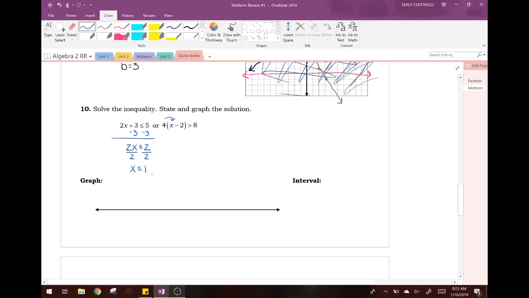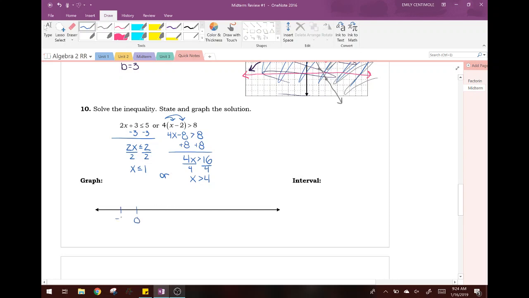So for the first one, I got x less than or equal to 1. Now for this one, I get 4x minus 8 when I distribute, greater than 8. I'm going to add 8 to both sides. I want to isolate that variable x. So I get 4x is greater than 16. Divide each side by 4, and I get x is greater than 4. So in the first statement, it said that x is less than or equal to 1, or x could possibly be bigger than 4. So I'm going to set up my number line.